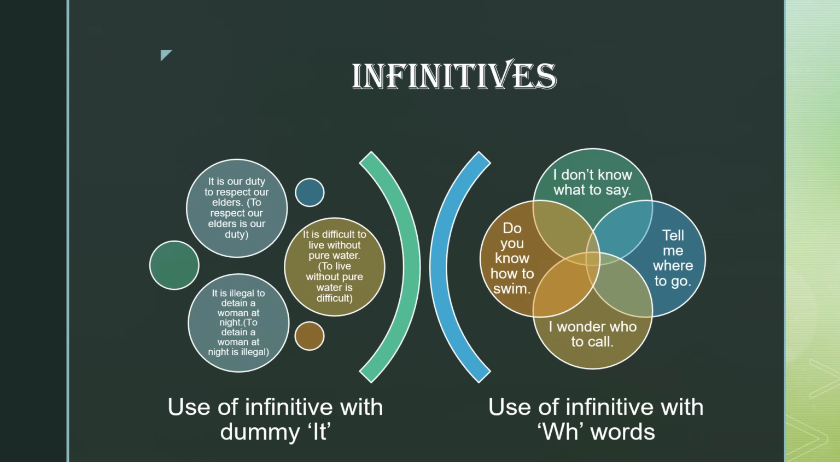Similarly, use of infinitives with WH words. With the WH word here, it is what. How, tell me where to go. Where, again a WH word. So with a WH word you will use an infinitive, to go. I wonder who to call. Who, WH word. To call, infinitive. Do you know how to swim? How, H word. So to swim. So WH words, the words that start with W or H, will have the usage of infinitives.